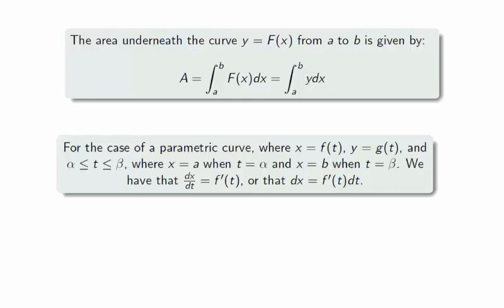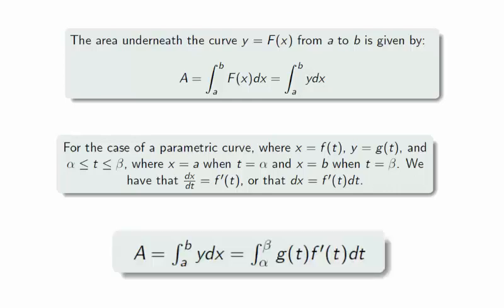We also have that dx/dt equals f prime of t, or that dx equals f prime of t dt. Substituting this information into the above integral, we obtain our desired formula. A is equal to the integral from a to b of y dx, which equals the integral from alpha to beta of g of t times f prime of t dt.